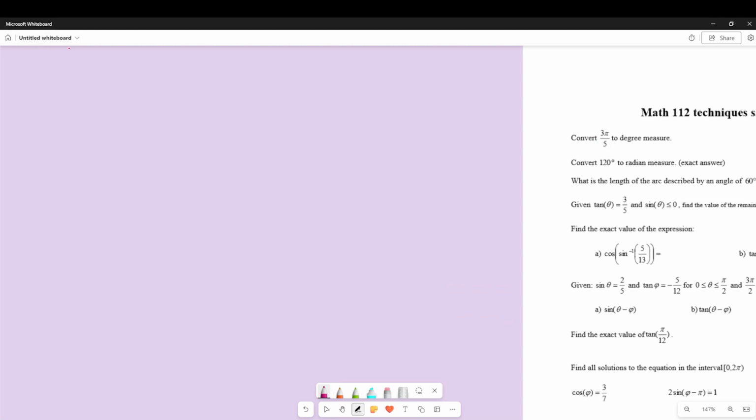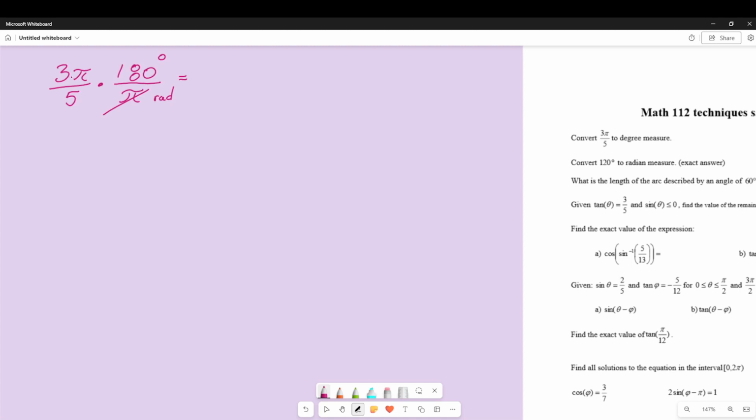So, convert 3 pi over 5 to degree measure. The 3 pi over 5, because it doesn't have a unit on it, it must be radians. So we're converting those radians into degrees. To convert radians into degrees, we want to introduce degrees and put in radians. So we need an equivalent amount, top and bottom, and we know 180 degrees is equivalent to 3.1415 or pi radians. So that's going to be our conversion.